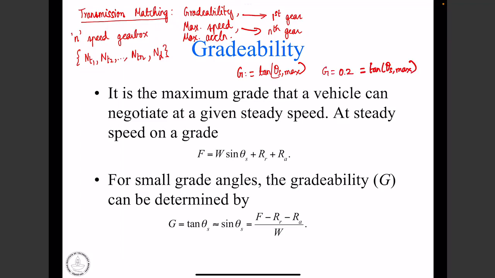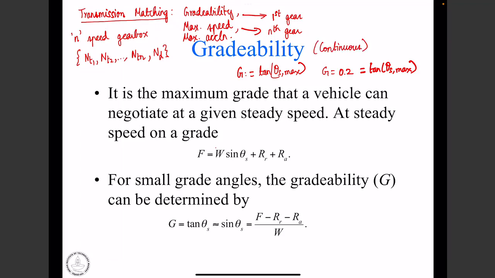Okay, so that is pretty straightforward. All right. So as we mentioned, we have continuous gradability and starting gradability. Here we are going to consider continuous gradability. Starting gradability is when we have to overcome the inertia also, right? When we move from rest on a grade, that's when we need to look at starting gradability. We will consider continuous gradability.